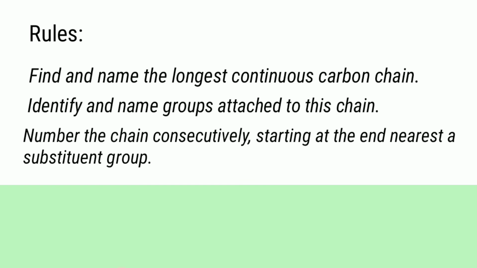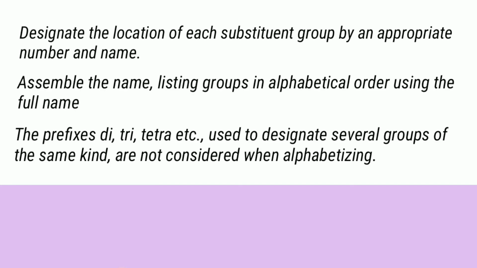Here are the rules in naming alkanes, alkenes, and alkynes. Number 1. Find and name the longest continuous carbon chain. Number 2. Identify and name groups attached to this chain. And number 3. Number the chain consecutively, starting at the end nearest a substituent group. Step number 4. Designate the location of each substituent group by an appropriate number and name. Step number 5. Assemble the name, listing groups in alphabetical order using the full name.